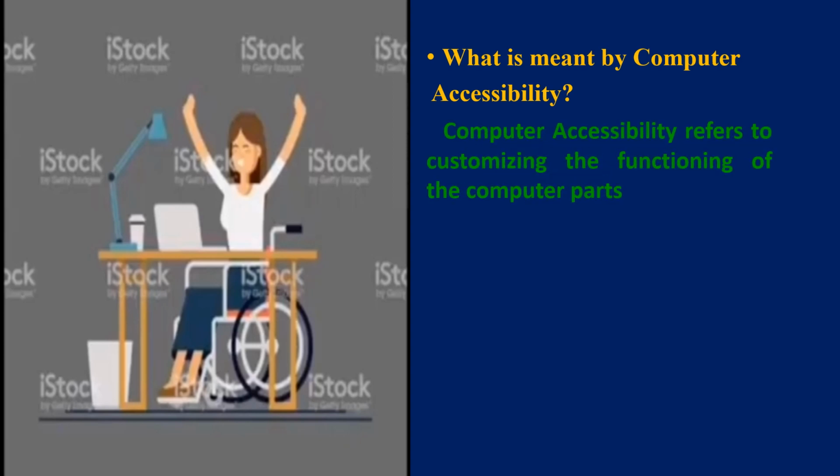So for such individuals, some assistive technology is required in order to access the computer. Computer accessibility refers to customizing the functioning of the computer parts. This accessibility option enables people with a disability or impairment to use a computer.